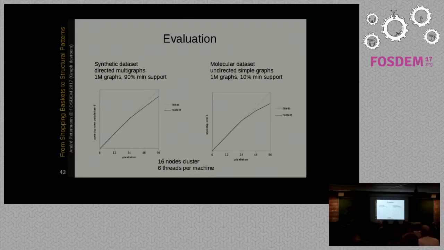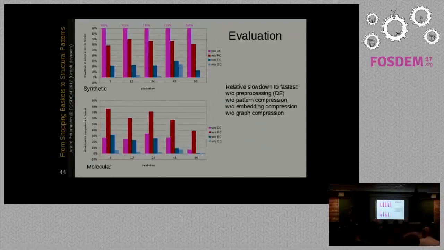So we used this data set and scaled up from 6 to 96 threads, which is roughly the same as 1 to 16 nodes in a cluster of machines. And we see that, especially on this synthetic data set, for which we optimized our algorithm for directed multigraphs, it shows quite good scale up. And even for the molecular database, it's not bad. It's not linear, but it's still quite good.